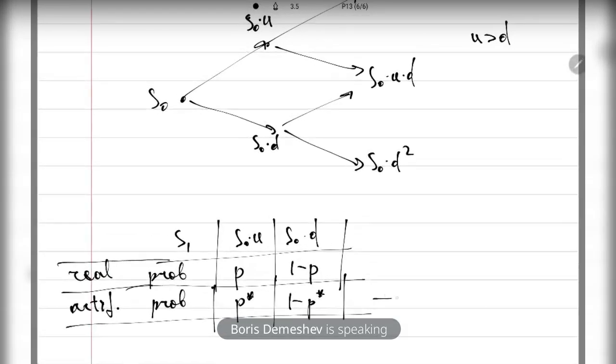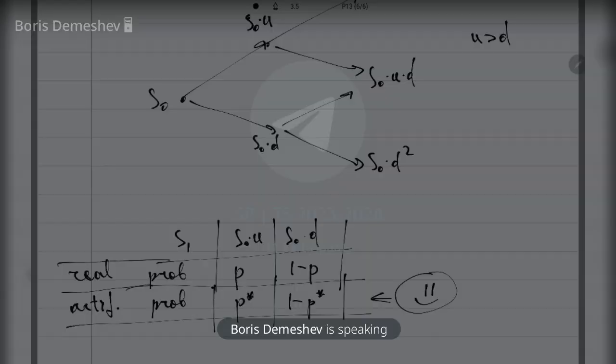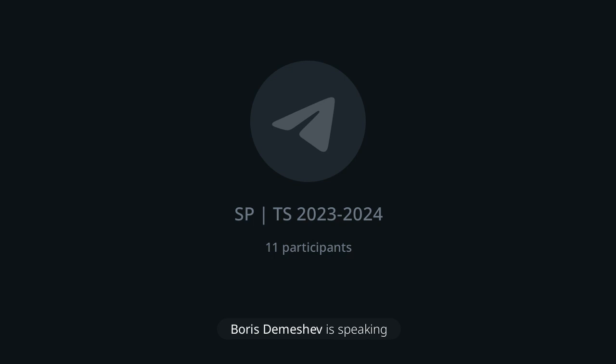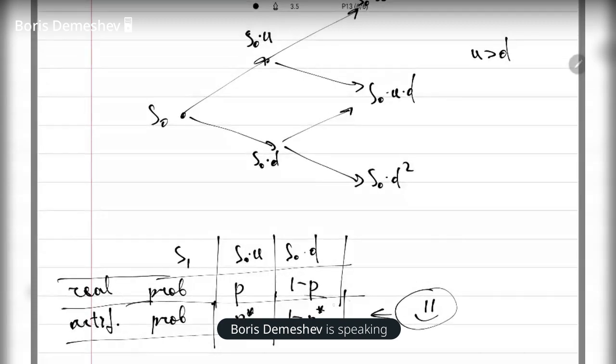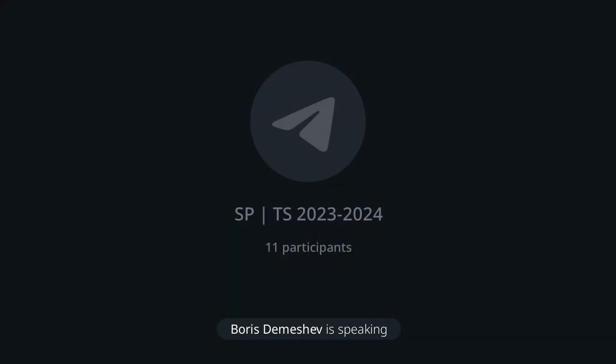We will do all calculations using non-real, artificial probability measures. So that's the black magic. We will use artificial probabilities to calculate everything.